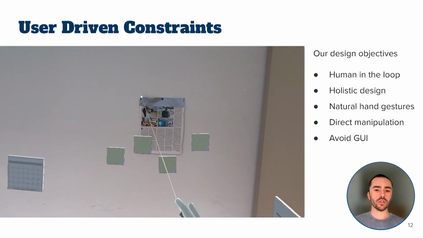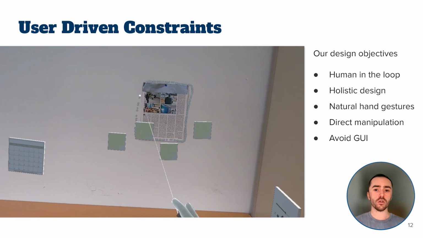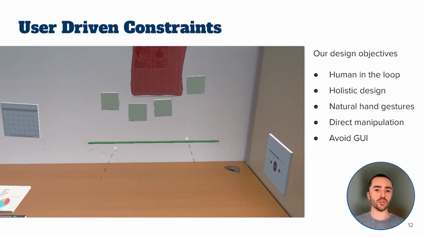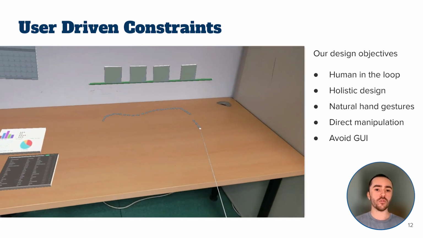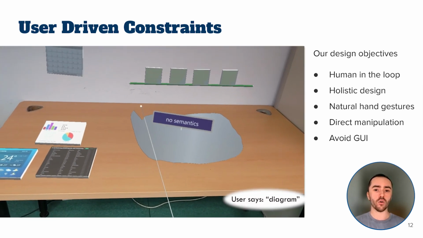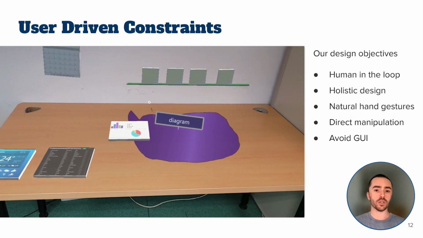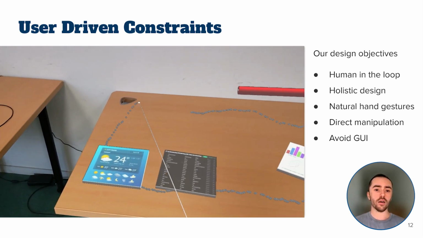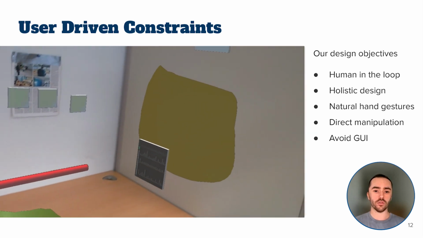Based on this user scenario and recommendations from previous works, we present our user-driven constraints. Our approach allows users to refine virtual content placement optimization, unifies the interaction experience by considering all the constraints at once, adopts a deviceless approach based on hand gestures, supports direct manipulation, and avoids GUIs that break the interaction flow.